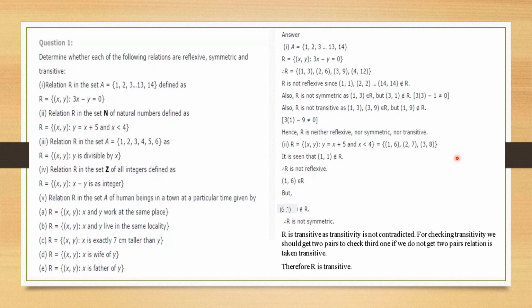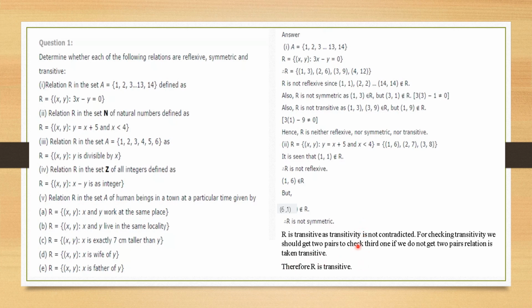And in that case, if we are not able to get the two pairs, we could not deny the transitivity, and we have to consider that such a relation is transitive. So R is here transitive, as transitivity cannot be contradicted. For checking transitivity we should get two pairs to check the third one. If we do not get two pairs in this relation, then this relation is taken as transitive. So therefore R is transitive.